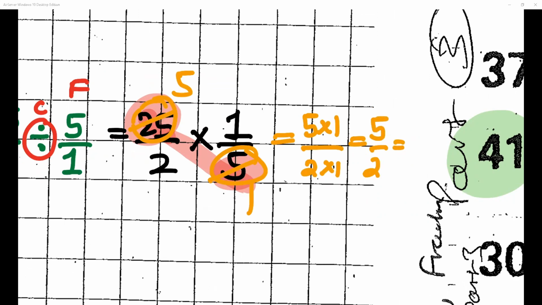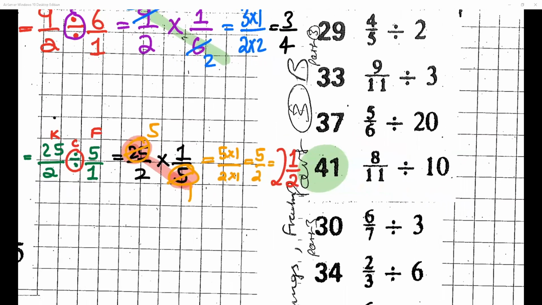What's the final answer then? The final answer is 2 and 1/2 because you have to change it into a mixed fraction since it's a top-heavy fraction. So 5 divided by 2 is 2. The remainder goes on top of the 2. So it becomes 2, remainder 1, 2 1/2. Well done. Okay, do the next one for me as well, please.